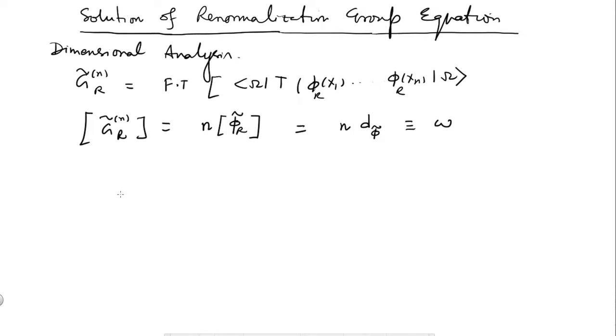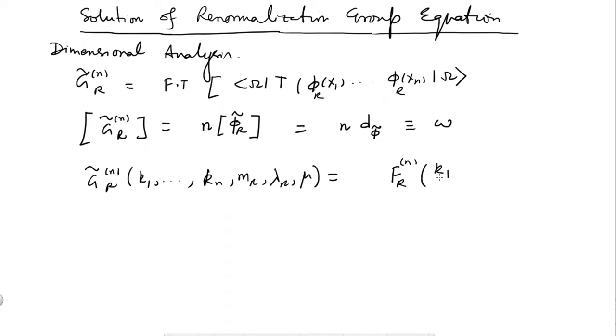So let's look at this. On dimensional grounds, g tilde n r with all these arguments is equal to the following. You write f of r n. Once I have written this, it will be clear what f of r is.